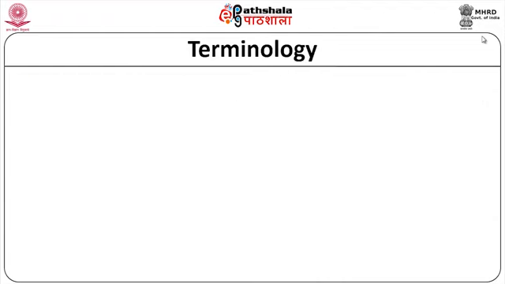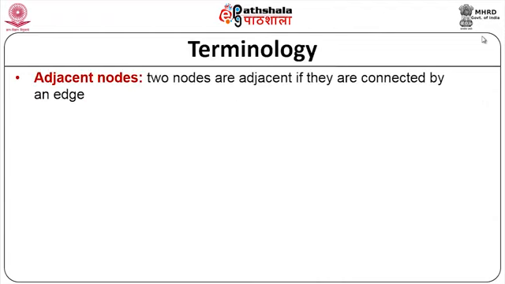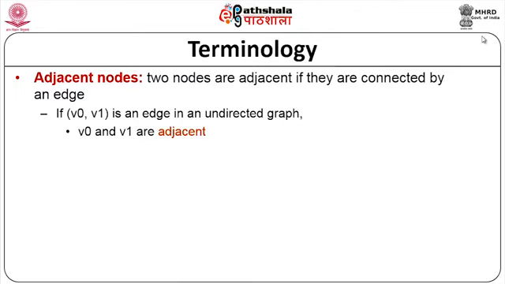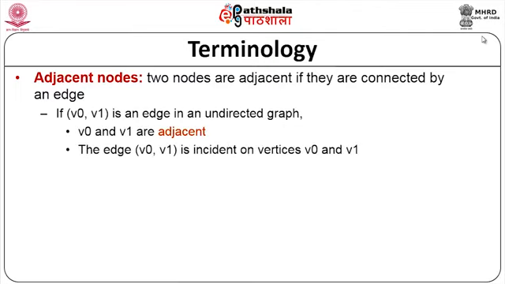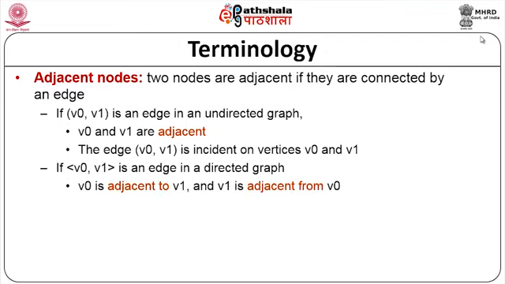And some more terminology, you have adjacent nodes. Two nodes are adjacent if they are connected by an edge. If V0 and V1 have an edge in an undirected graph, V0 and V1 are called adjacent. The edge (V0, V1) is incident on the vertices V0 and V1. This is in an undirected graph. The same thing if it is a directed graph, (V0, V1) is an edge in a directed graph, then V0 is adjacent to V1 and V1 is adjacent from V0, there is a difference.